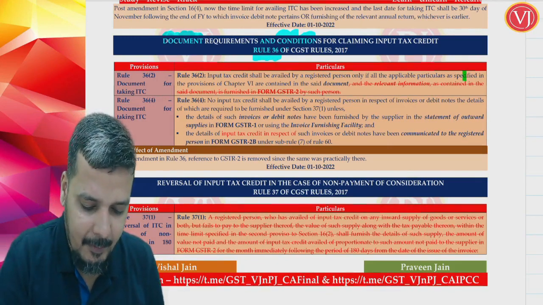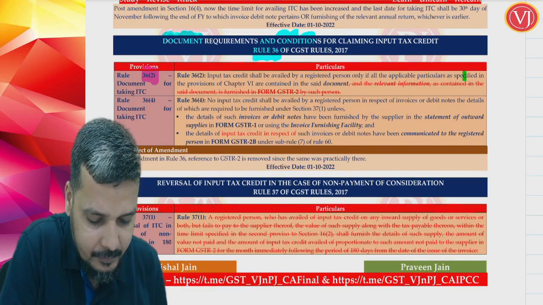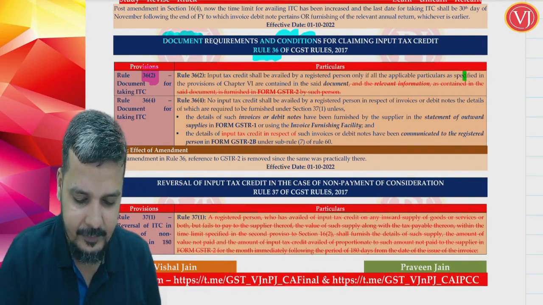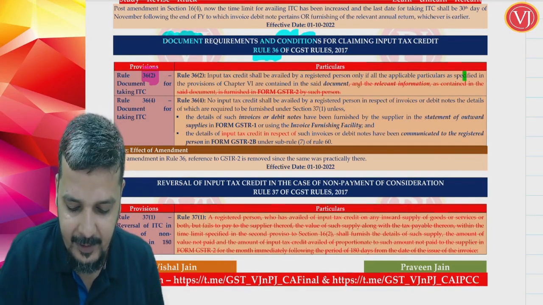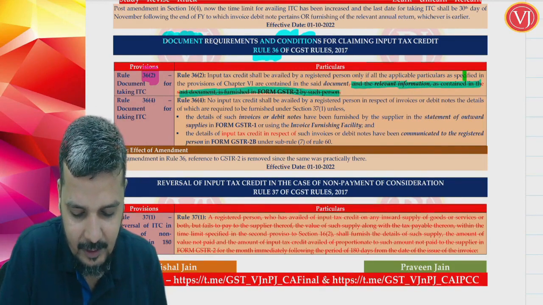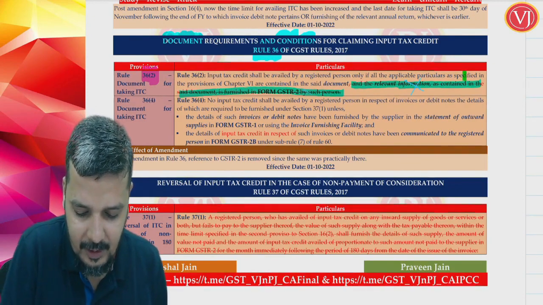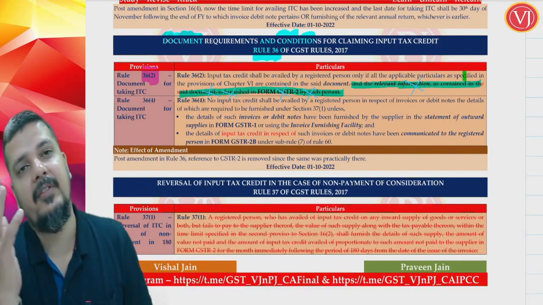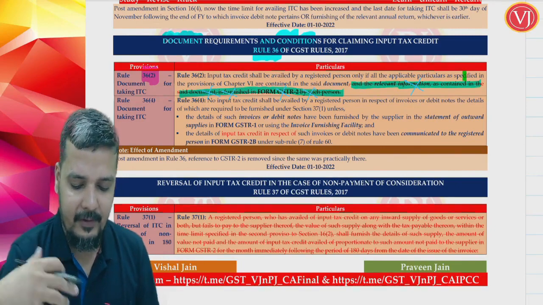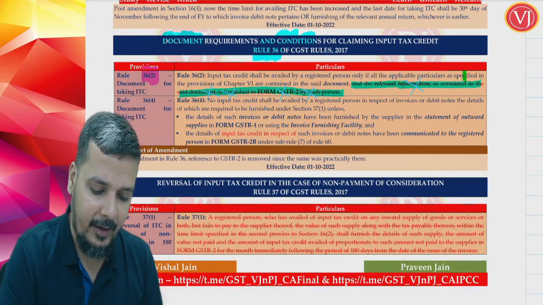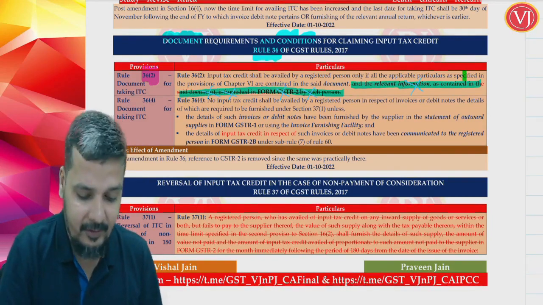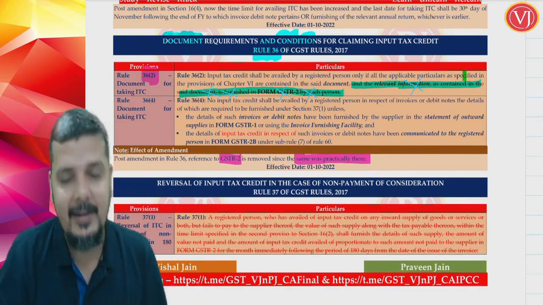Now, if you see the type of amendment that has come out in rule 36.2, they have said that you can get the credit if you have the document. There was a wording which tells that the relevant information as contained in the said document is furnished in GSTR2. Now there is no concept of GSTR2. When GST was launched, they thought that the recipient would file something called GSTR2. The reference to GSTR2 was never required. If you see the note also, you'll find that the reference to GSTR2, not 2B or 2A, is removed. It was practically never there.